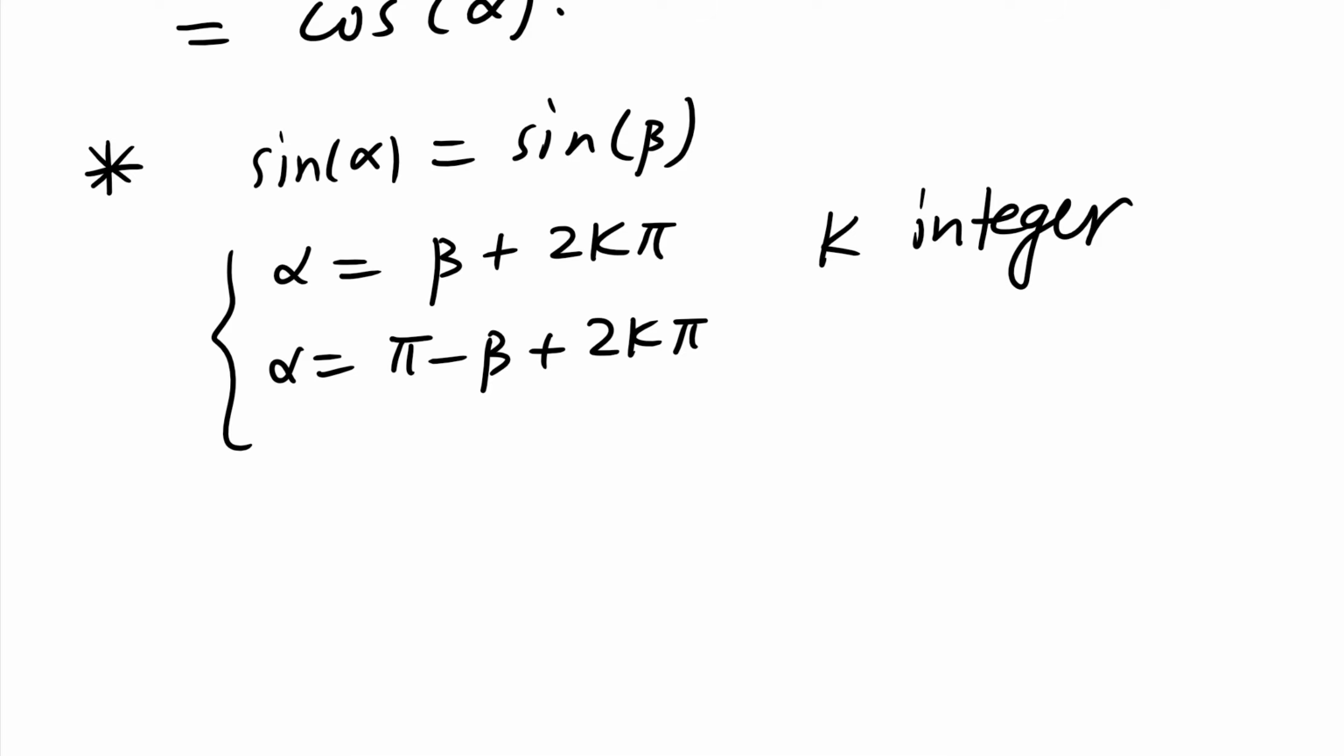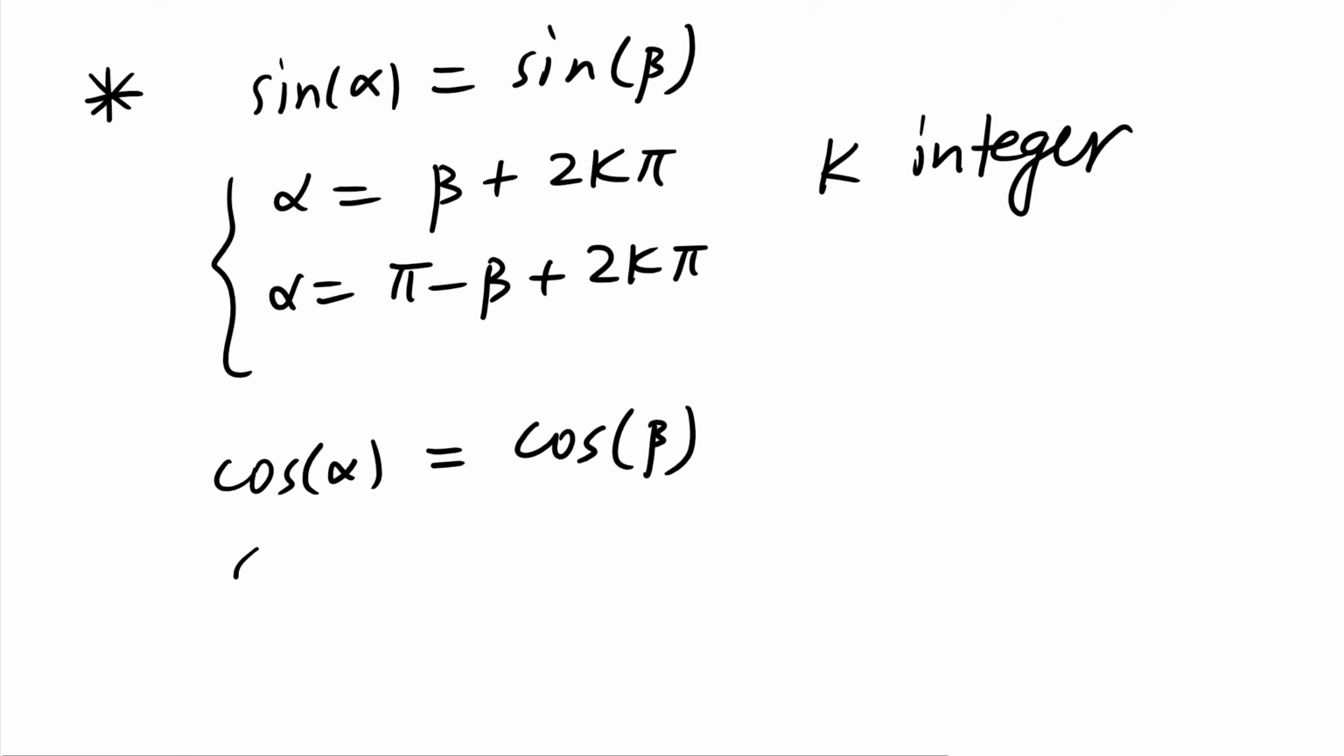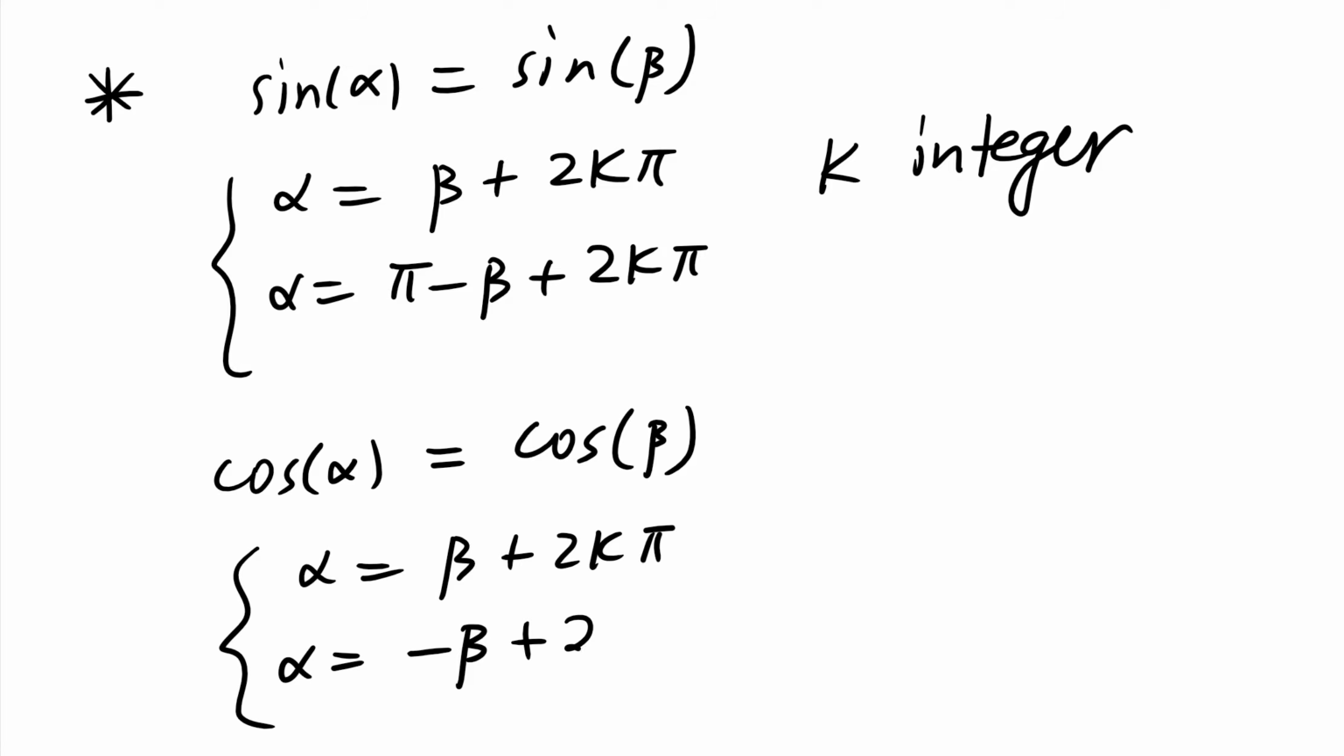So if we want to review the cosine one, cosine alpha equals cosine beta if alpha equals beta plus 2k pi, or alpha equals negative beta plus 2k pi, k integer.